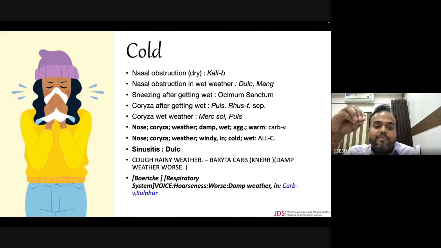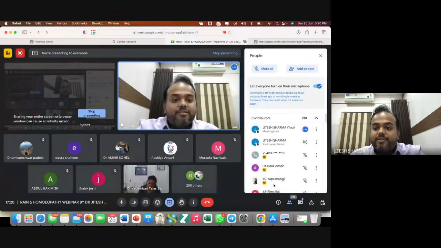Next, cough in rainy weather: Bryta carb. Do you know, the complementary remedy of dulcamara is Bryta carb. So never underestimate the power of Bryta carb as well. Next, voice hoarseness in damp weather: carbo veg, sulphur.